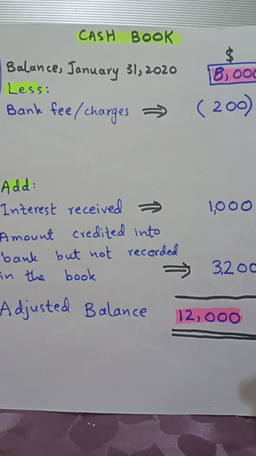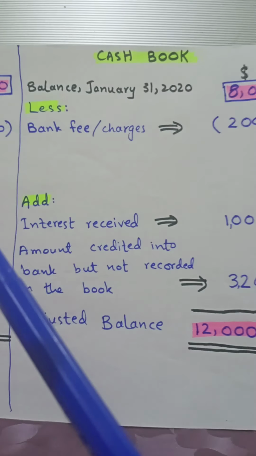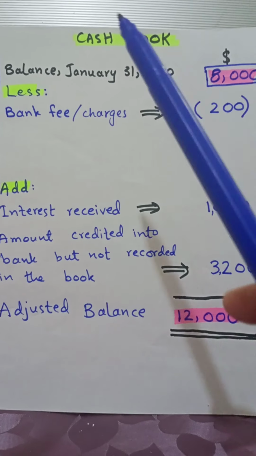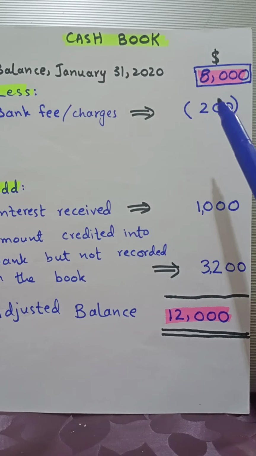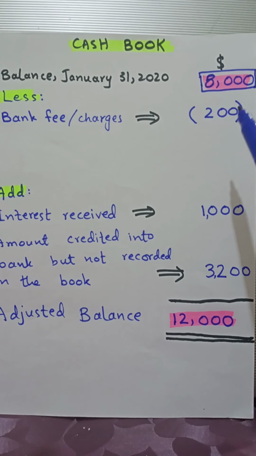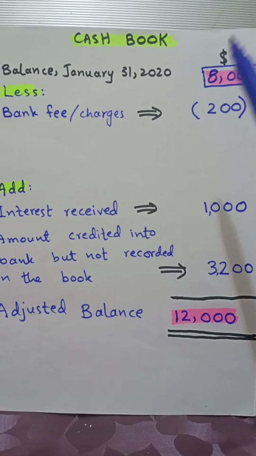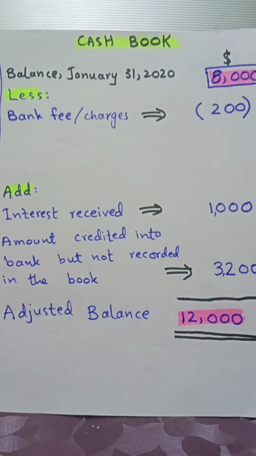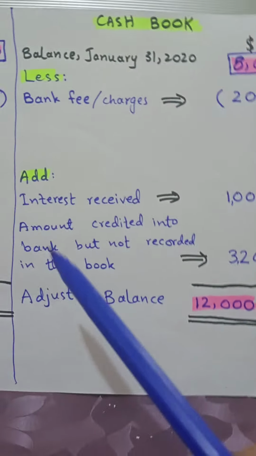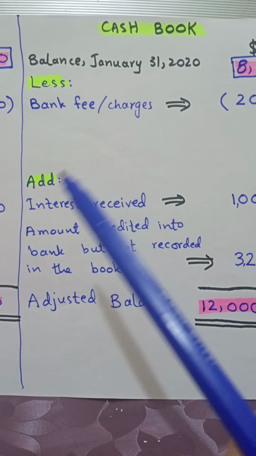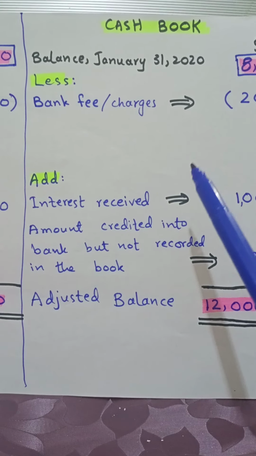Okay, we can see that in our cash book record, the balance as on 31 January 2020 is being shown as $8,000. Now, one thing to keep in mind is that we have to see what adjustments are already made in the bank account balance, but we have not recorded them.